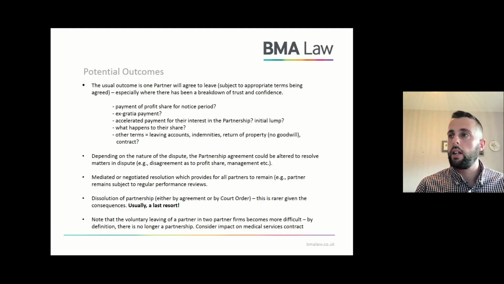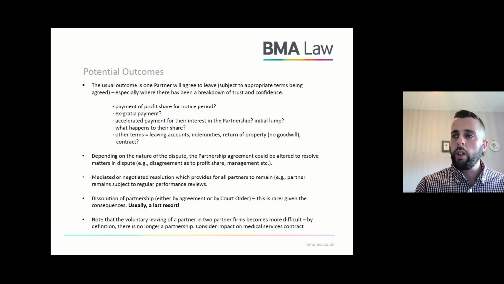It could be just a negotiated roundtable meeting, perhaps, as I said earlier, with the LMC present, where you've got that independent voice of reason. You can just say, well, hang on a minute, this is all well and good, but what about the future of the practice? What about patient safety? What about continuity? What about damage to professional reputations? All those sorts of things need to be thought about.